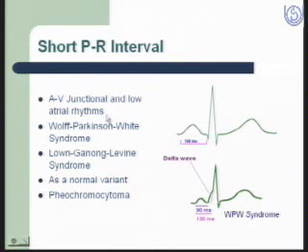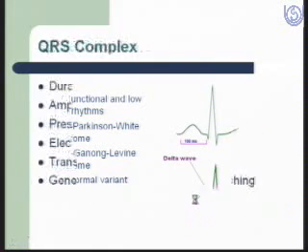Short PR interval is uncommon, and it is seen in patients who have AV junctional or low atrial rhythms, in patients with WPW syndrome, in Lown-Ganong-Levine syndrome, as a normal variant, and sometimes in patients with pheochromocytoma. Here you see an ECG of a WPW syndrome where the PR interval is very short.